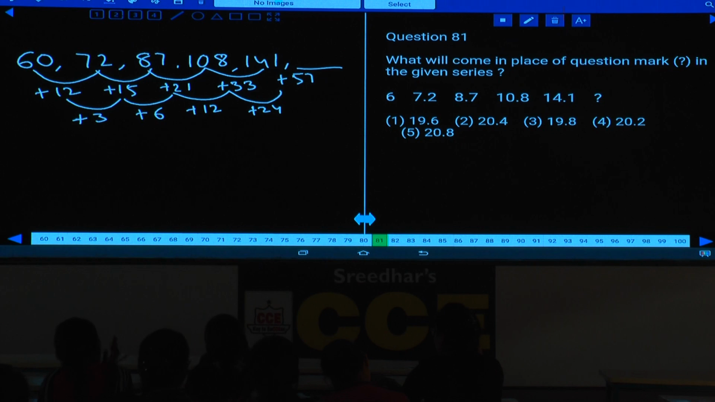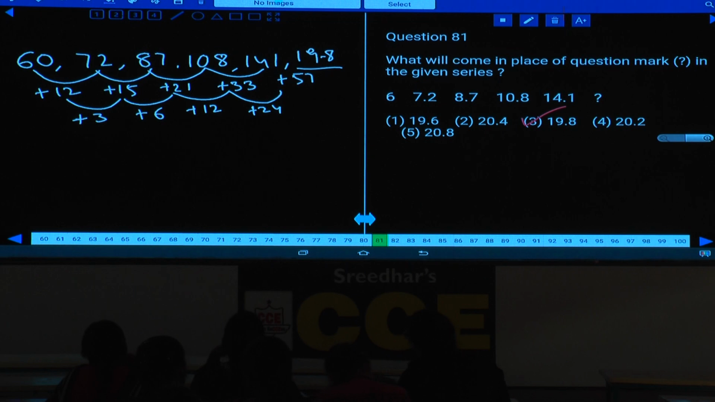Now this 57 added to 141 gives 198. As you have multiplied these numbers by 10, now we should divide this by 10. That is, 198 will be 19.8. That is choice 3. Clear now? By doing so, either difference, plus or minus, can be easily done.